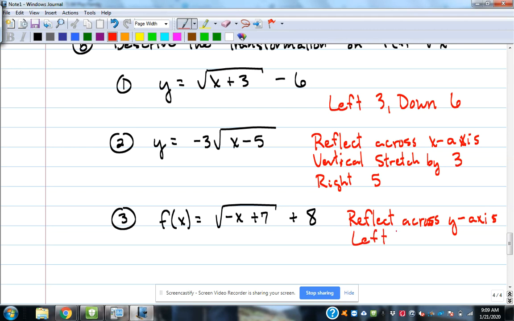Left 7, up 8. Good job. Pretty easy thing here. Any questions about the first two little things that we've done here?